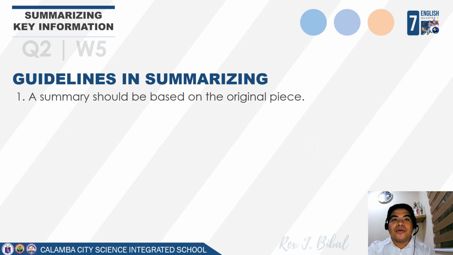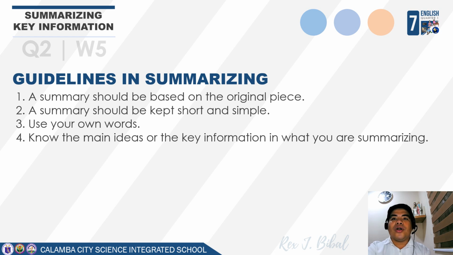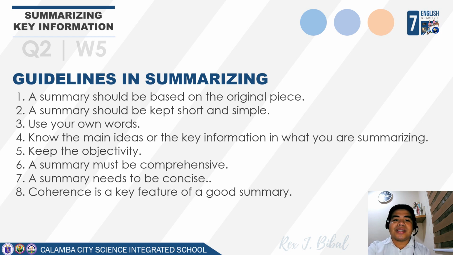So, those are the guidelines in summarizing. 1. A summary should be based on the original piece. 2. A summary should be short and simple. 3. Use your own words. 4. Know the main ideas and the key information in what you are summarizing. 5. Keep the objectivity. 6. A summary must be comprehensive. 7. A summary needs to be concise. And lastly, coherence is a key feature of a good summary.